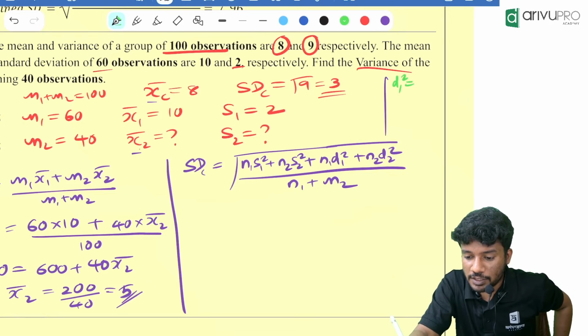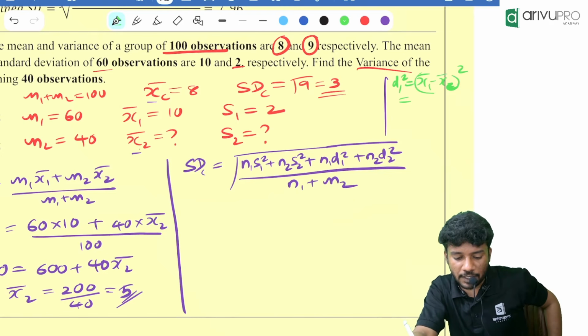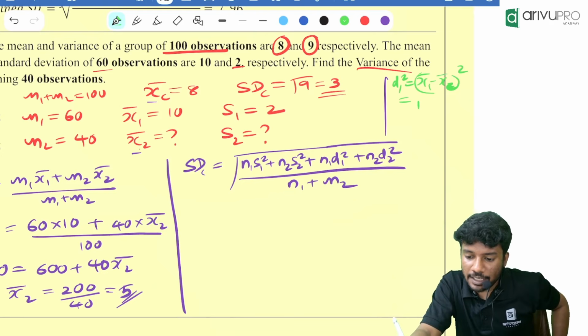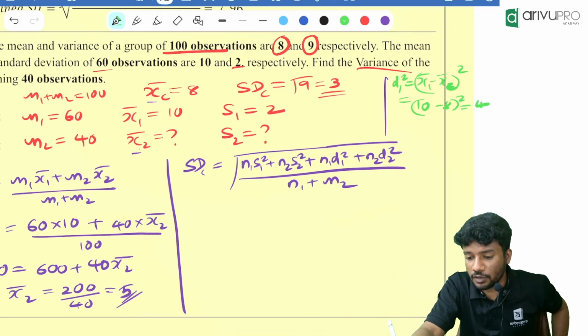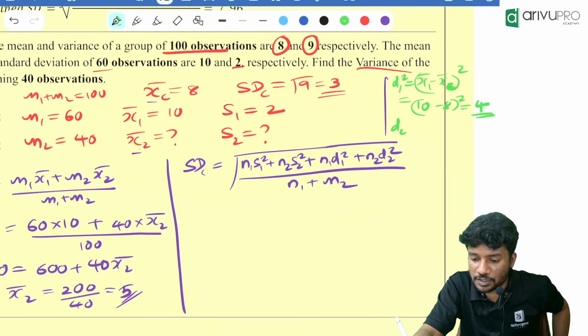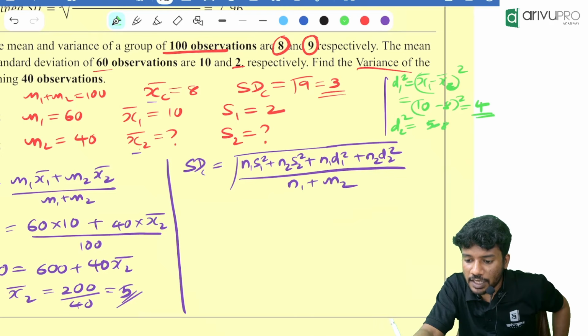D1 square is X1 bar minus XC bar, the whole square. X1 bar is 10. 10 minus XC bar, which is 8, the whole square. 10 minus 8 is 2 square, that is 4. Then D2 square is how much? We found X2 bar. X2 bar is 5. 5 minus 8 the whole square, which is equal to 9.